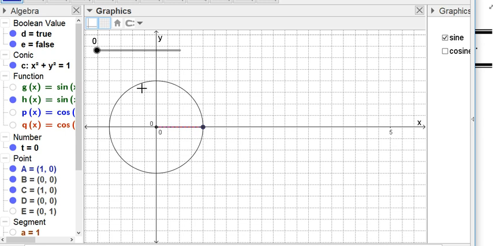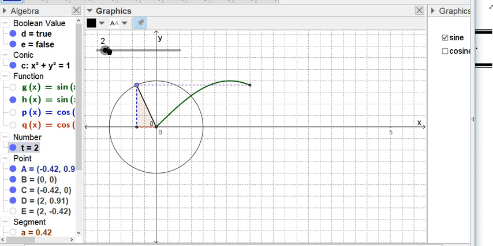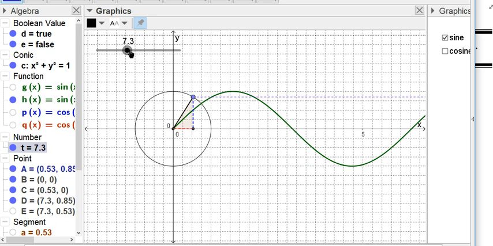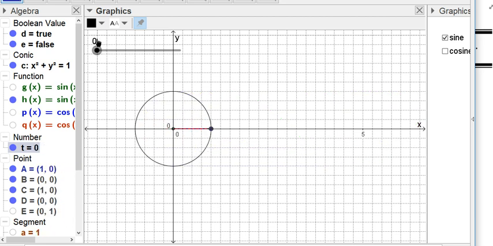You can't tell, because for some reason there's no scale, but this is one. So it's positive one, negative one, right? This is a radius of one, which is very important. And as I start spinning it, look at the relationship between the sine curve, which you should be familiar with, and the arm that is being spun around the circle. And this is sine.